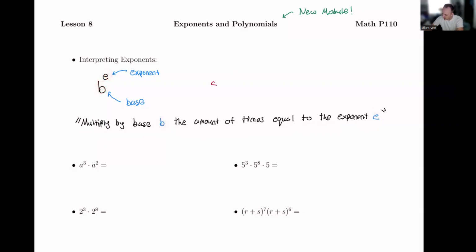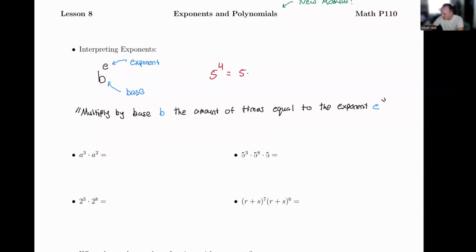Let's try that. 5 to the fourth power is I multiply by 5 the amount of times equal to the exponent 4. So I multiply by 5 4 times like that. So this was a 5 and this was a 4. That's how we do it.